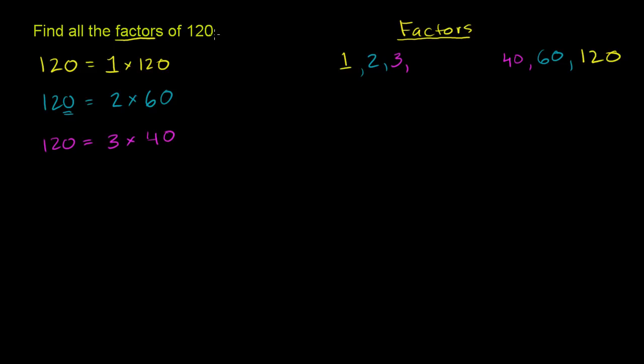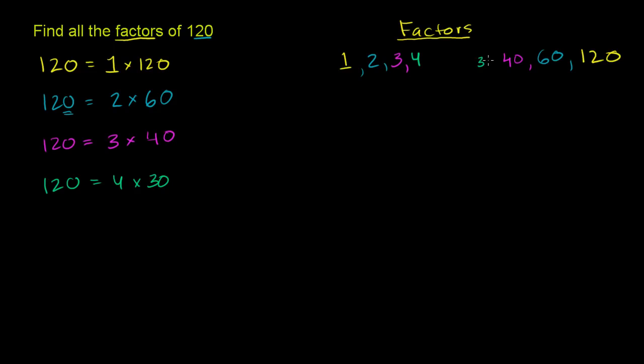Now, we saw the divisibility rule for 4 is you ignore everything beyond the tens place, and you just look at the last two digits. The last two digits are 20. 20 is definitely divisible by 4. So 120 will be divisible by 4. 4 is going to be a factor. And to figure out what we have to multiply 4 by to get 120, you could do it in your head. You could say 12 divided by 4 is 3. So 120 divided by 4 is 30.